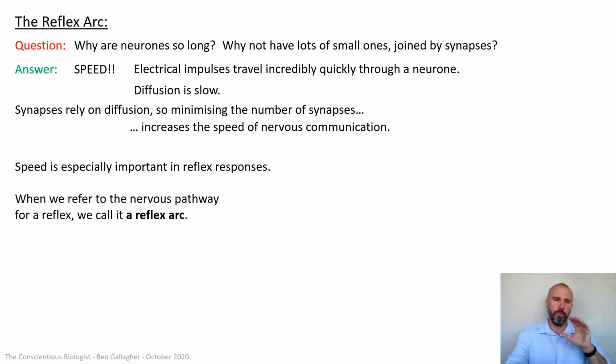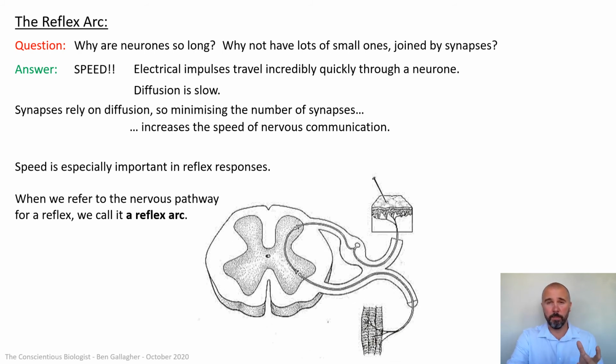Now, when we refer to the nervous pathway for a reflex, we call it the reflex arc. And I'm going to pull up a diagram now. This is literally pulled from an exam paper. But every year, this kind of diagram comes up, and some people get confused because they go, well, I don't even know what I'm looking at. So it's really important that I've shown you this, so if it comes up in your exam, you're at least familiar with it.